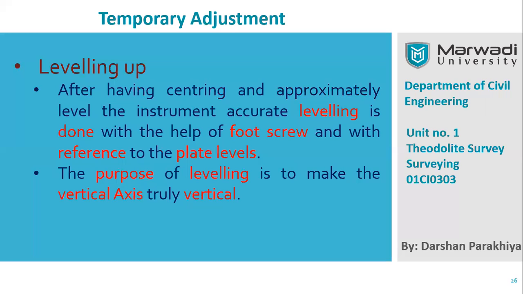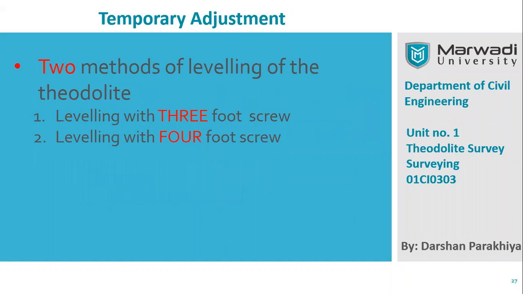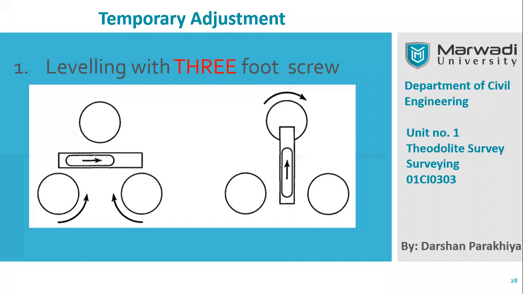Then leveling up. In the leveling up, we have to level the instrument using the foot screws. So there are two methods of leveling. Generally, there are 3 foot screws. There is no 4 foot screw, but 3 foot screws are majorly used.